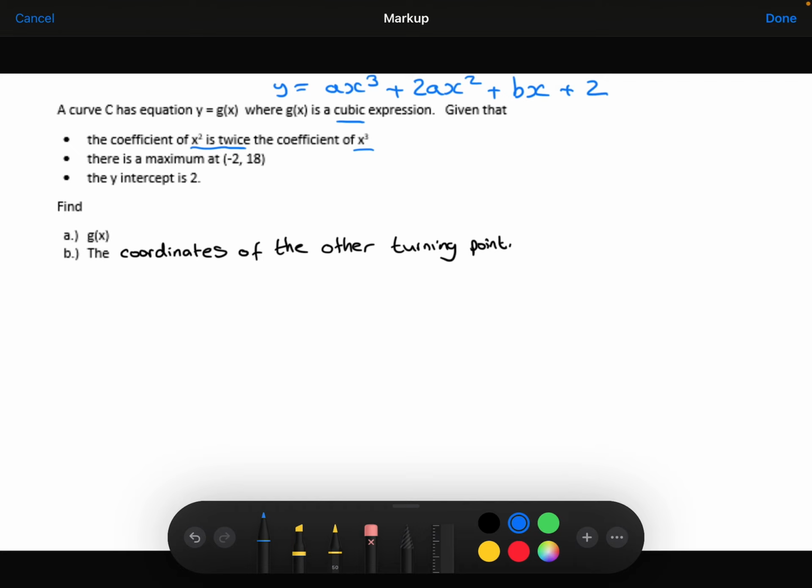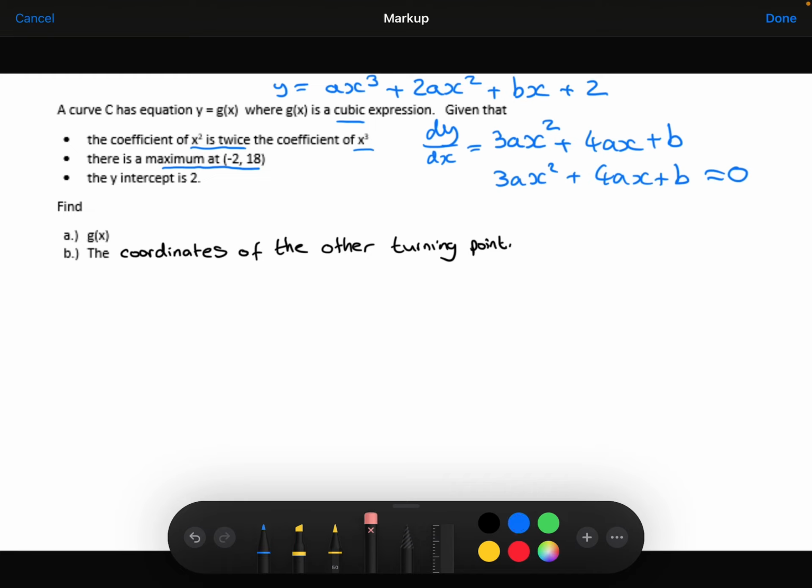Next, I'm told that there's a maximum when x is minus 2. So if I differentiate my function, I will get dy by dx is equal to ax cubed will differentiate to be 3ax squared. 2ax squared will differentiate to be 4ax. The bx will differentiate to be b, and the 2 will differentiate to be 0. And we know that that is going to equal 0 when the x is minus 2.